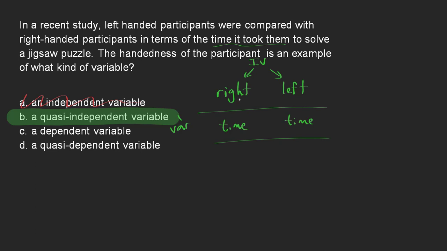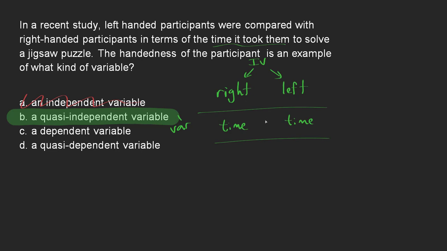We're still checking to see how handedness affects the variable, which is time, but we didn't actually do any manipulation. The groups were sort of pre-built into the sample. And so if I am checking people's genders, that would also be a quasi-independent variable. If I'm checking which hand they prefer, or their dominant hand, that's a quasi-independent variable.